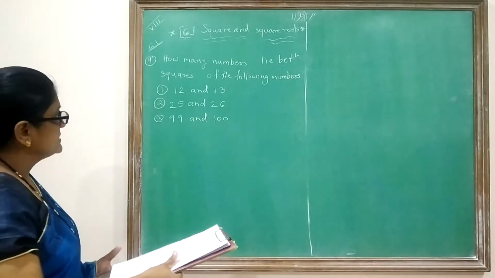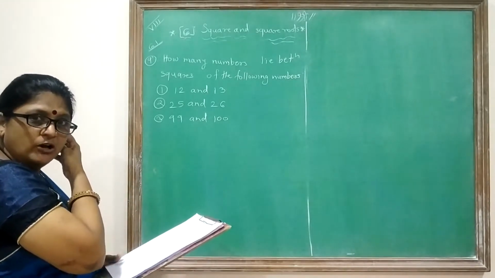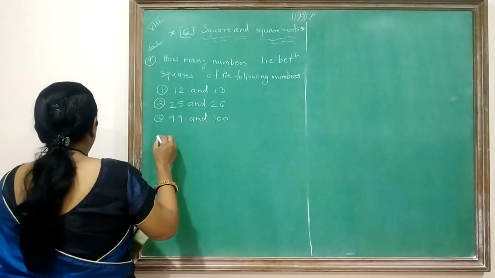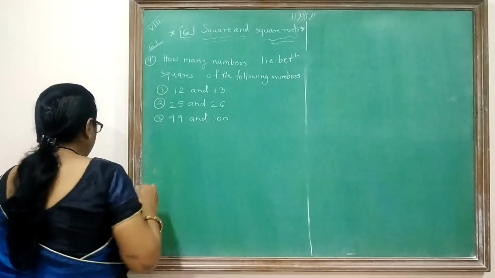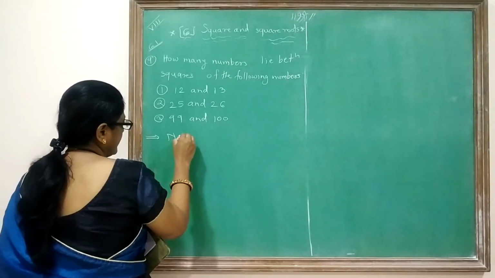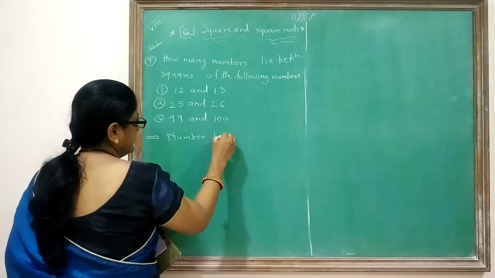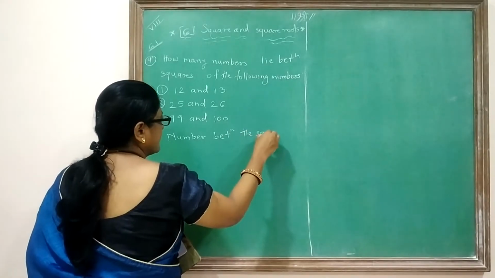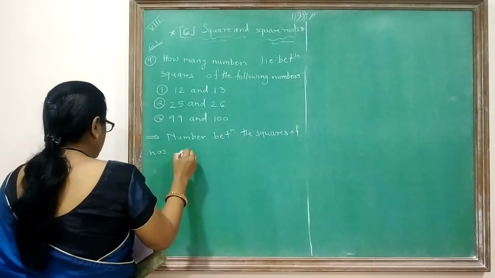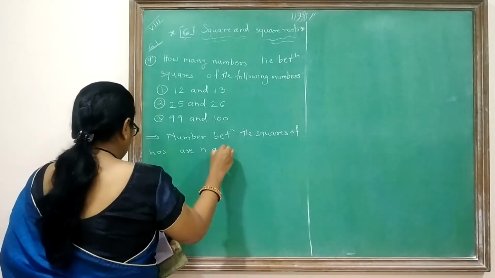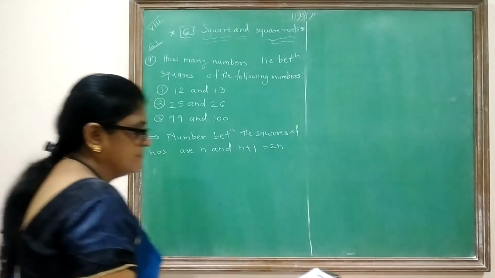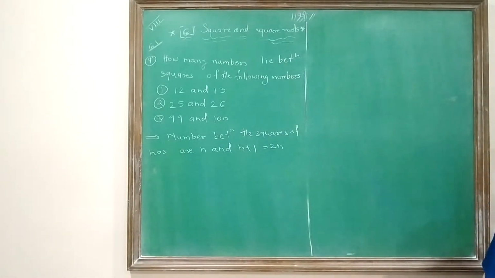So there are 3 examples taken here. All examples are the same. First we will write the number of natural numbers between the squares of consecutive numbers n and n plus 1, which is equal to 2n.